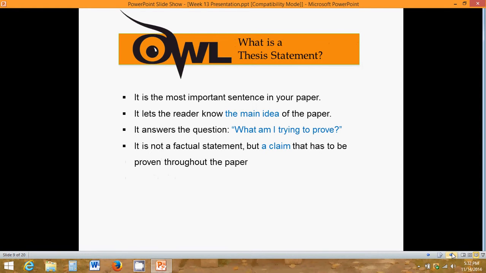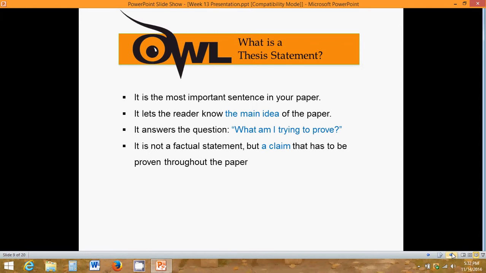And then finally, after you share the attention grabber and you get some background information going, the thesis statement should be the last sentence or two at the end of your introduction. So it's the most important sentence in your paper. I know that's a little bit overwhelming, but it is, because it really captures the main idea of your paper.